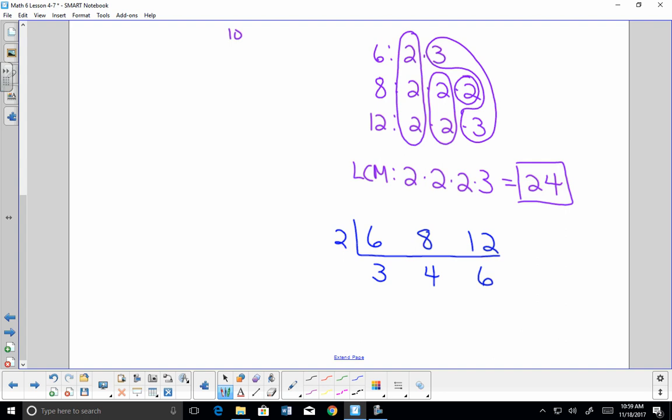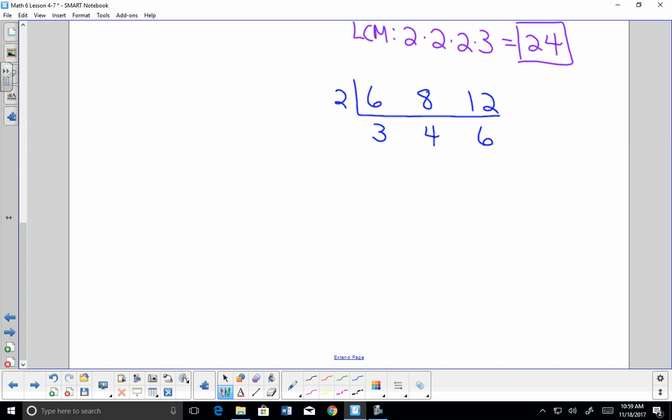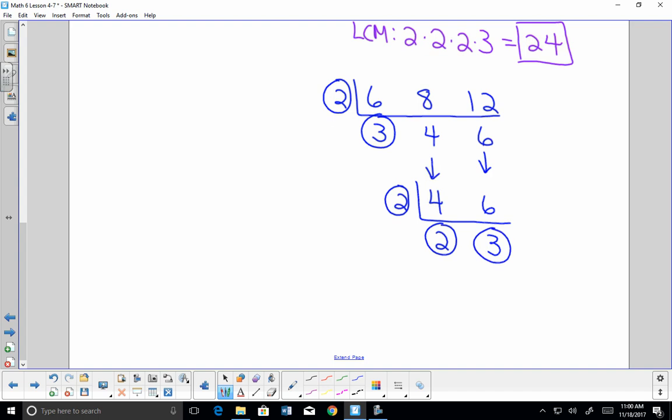Well, then I look at it and go, okay, the 6 is done, but the 8 and 12 are not done, because I still have a 4 and a 6 left, so I'm going to bring the 4 and I'm going to bring the 6 down. So 4 and 6. Okay? 2 goes into 4 twice, 2 goes into 6 3 times. So now I have this 2 and this 3 that I started with. And then I had to finish my division ladder. Here I have another 2, and a 3. So I have 3 2's and 2 3's, but these 3's they have in common, because I have a 6 here and a 6 here.